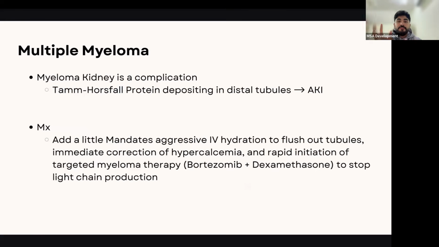What really is myeloma kidney? Basically, you have your distal tubules in the kidney, and you'll have these Tamm-Horsfall proteins depositing there, and it's going to cause an acute kidney injury. Now, how do we manage? We give them a lot of fluids to flush out the tubules of all the deposits, and we correct the hypercalcemia because they could develop stones in the kidney. So we need to immediately correct that, and then we need to treat the myeloma. So we can give dexamethasone, we can give bortezomib to stop the production of these light chains, all right, and for them to not go and deposit in the kidney.